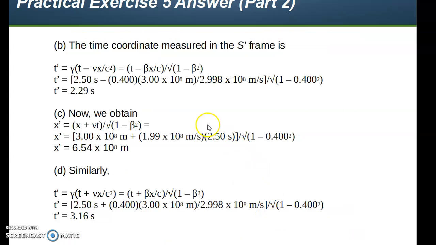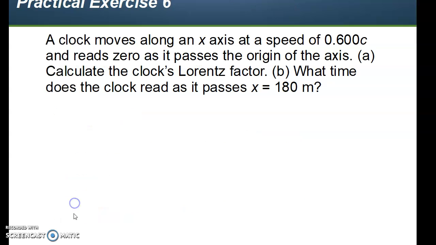Now, the time coordinate measured is not 0. Putting this into the other equation, where we now put these other values in there, we get that t prime is 2.29 seconds. Going in the other direction, this now becomes non-trivial, okay, because it's plus that amount. And so it's going to be 6.54 times 10 to the 8th meters. And similarly, for the t, that t is now 3.16.